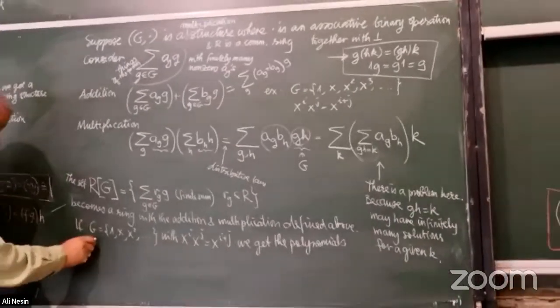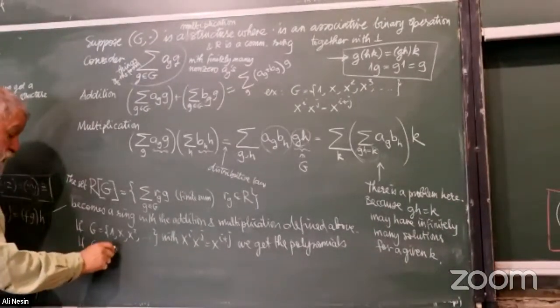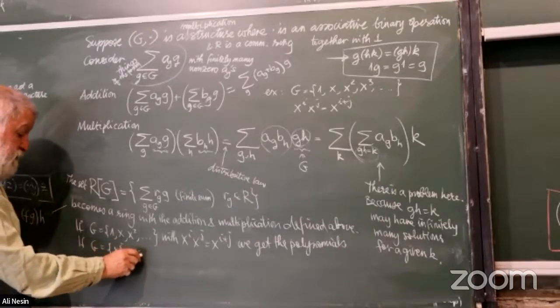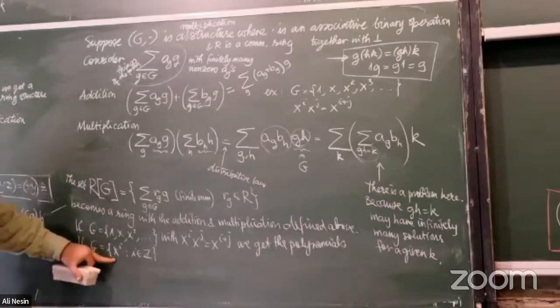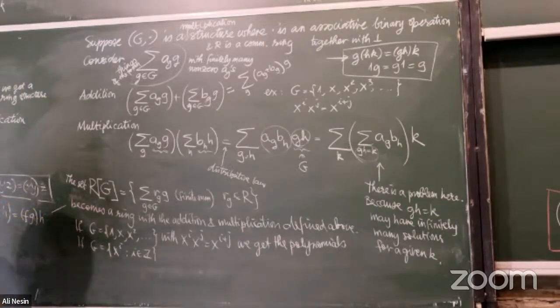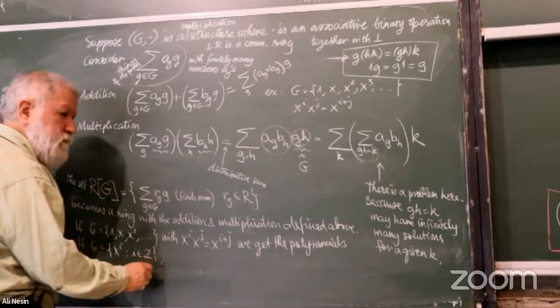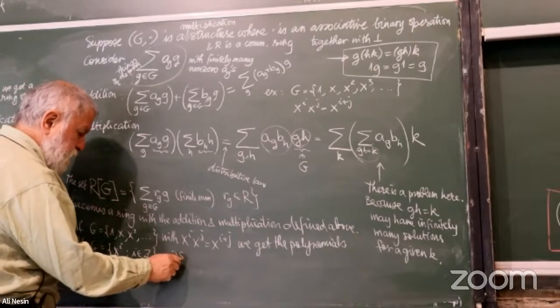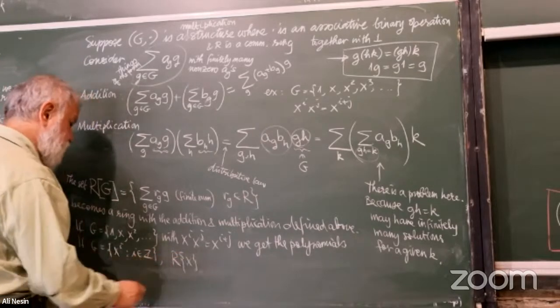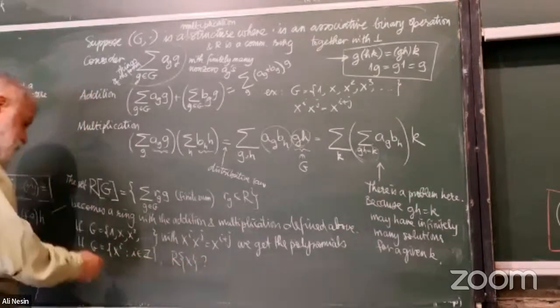If G is x^i for all i in Z, with the same multiplication, then we have 1/x, 1/x squared, and so on. You have x to the minus 1, and so on. Then you get something else. I believe it is denoted by something like this, I'm not sure. You get another structure.